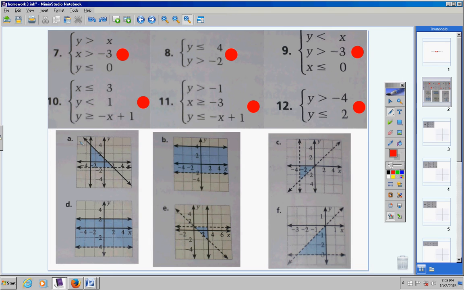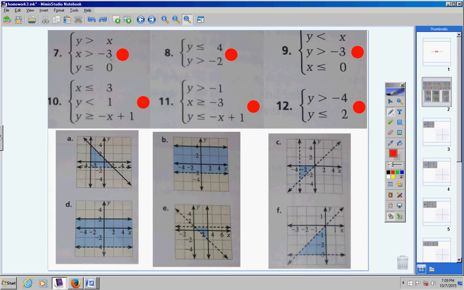Okay, little by little, we're going to cross these off and use process of elimination. So what I'm looking for is any distinct characteristic. Instead of graphing all 6 of these, I'm looking for distinct characteristics that are different than other inequality systems.